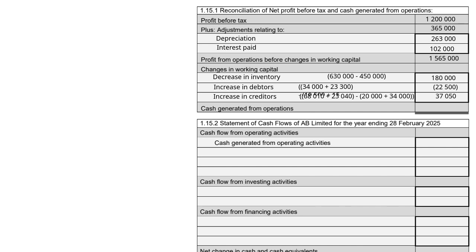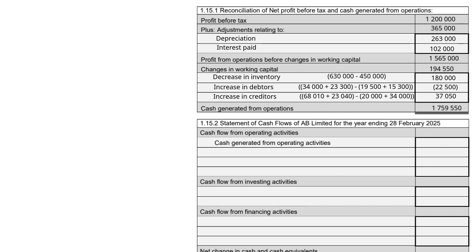So our changes in working capital will be our inventory minus our debtors plus our creditors to give you an amount of 194,550 Rand. If we add that to our profit from operations before changes in working capital, our cash generated from operations will then be 1,759,550 Rand.